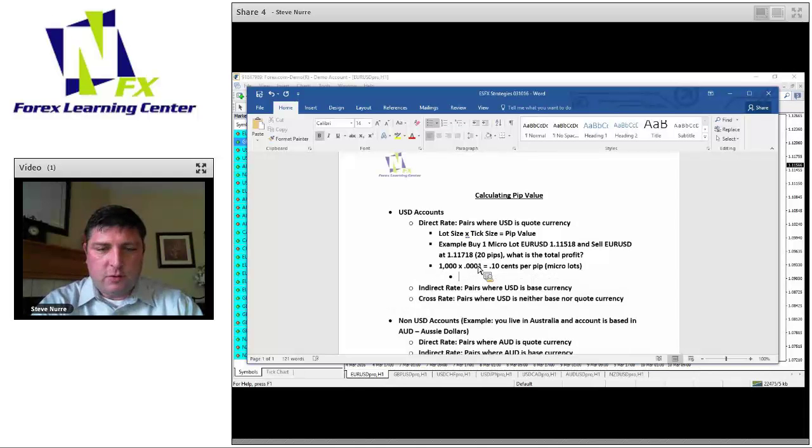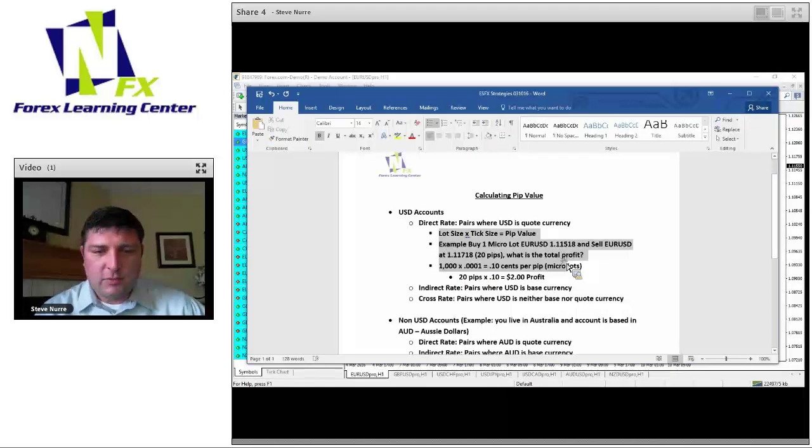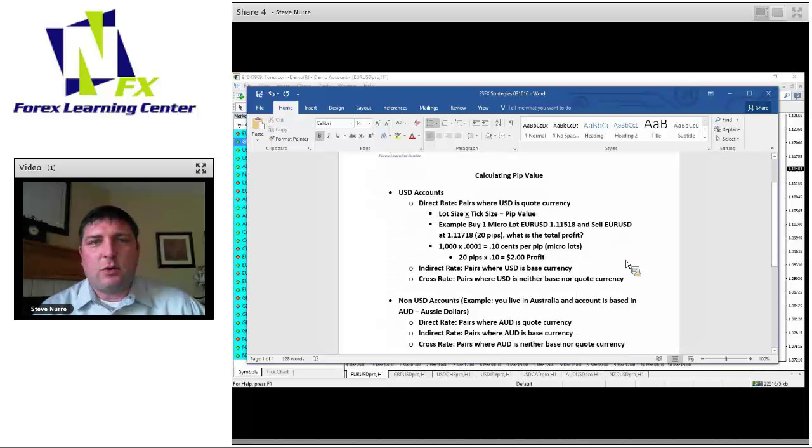So if we made 20 pips on the trade times 10 cents, that would come out to $2 profit. Pretty straightforward, because it's a direct rate transaction and the pip values generally do not change. If we had traded a standard lot, it would have been $10 per pip, so it would have been $200. If it was a mini lot, it would have been $1 per pip, so $20. Again, the direct rate transaction's not too difficult to understand.